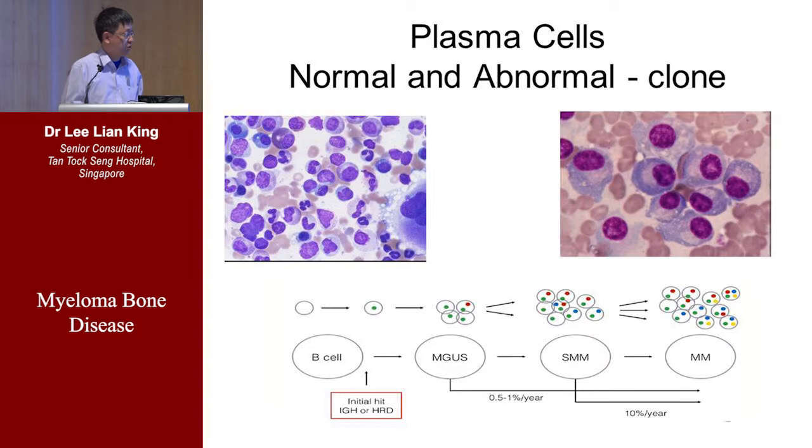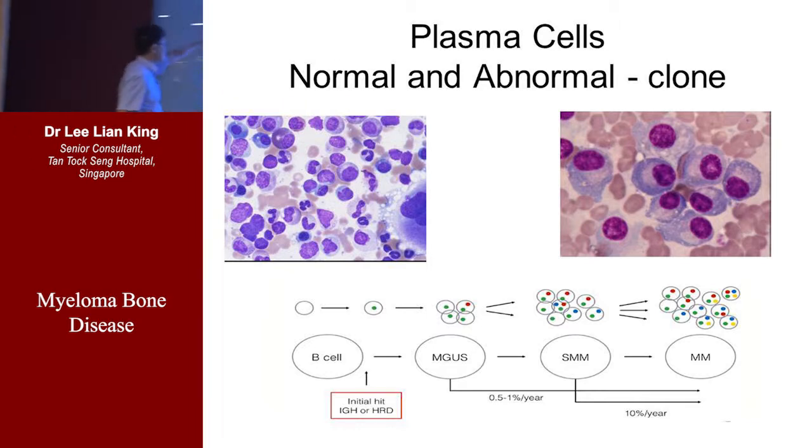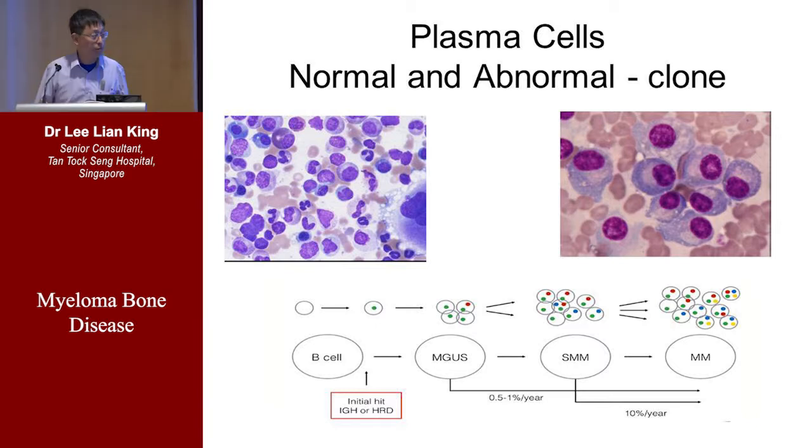Now, this picture on the right, on the top there, shows normal bone marrow. We have very few plasma cells here, just a few of them, okay? Just a few percent in the bone marrow in normal circumstances, in normal people.